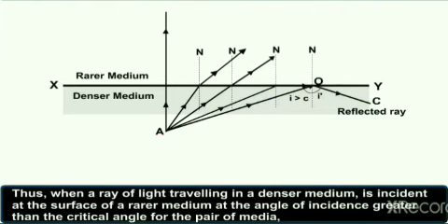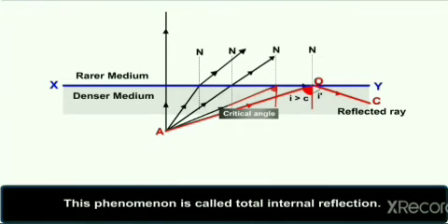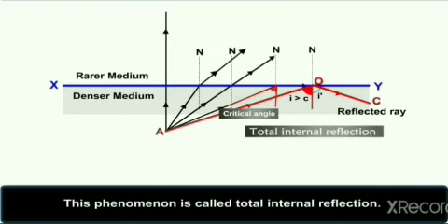Thus, when a ray of light traveling in a denser medium is incident at the surface of a rarer medium at an angle of incidence greater than the critical angle for the pair of media, the ray is totally reflected back into the denser medium. This phenomenon is called total internal reflection.